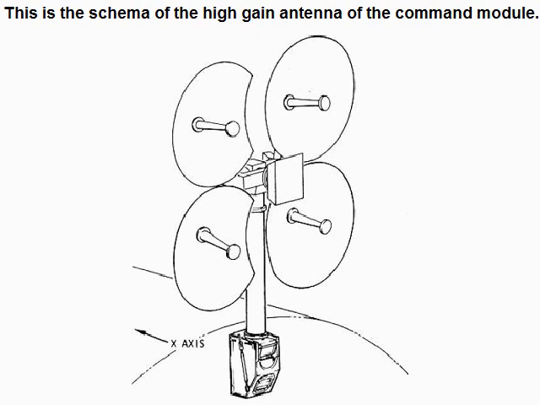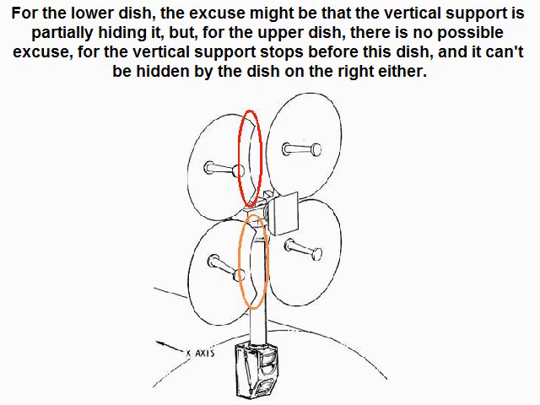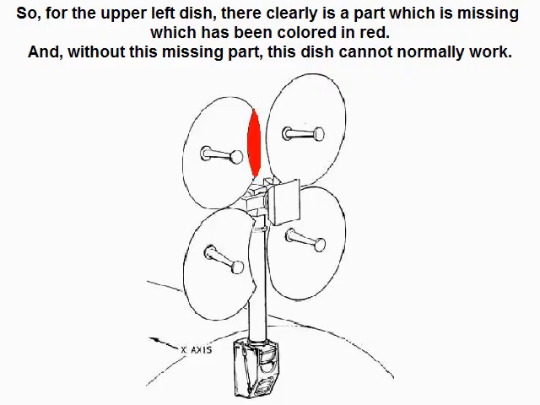This is the schema of the high-gain antenna of the command module. We can see that on the two dishes of the left there is a part circled in orange for the lower dish and in red for the upper dish, which is not visible. For the lower dish, the excuse might be that the vertical support is partially hiding it, but for the upper dish there is no possible excuse, for the vertical support stops before this dish, and it can't be hidden by the dish on the right either. So for the upper left dish, there clearly is a part which is missing, which has been colored in red. And without this missing part, this dish cannot normally work.